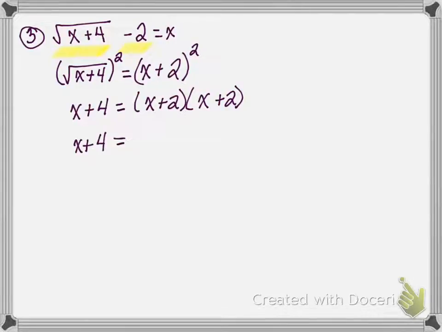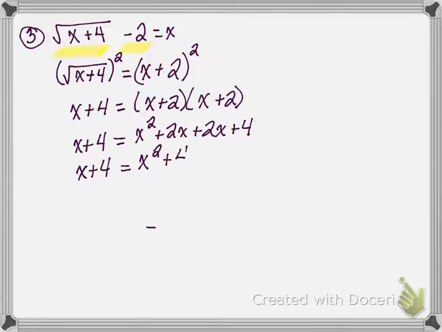So now I'm going to FOIL my x plus 2 times x plus 2. I'm left with x squared plus 2x plus 2x plus 4. I need to simplify that, and I end up with x squared plus 4x plus 4. Now, because it is raised to a power of 2, we have our x squared right there. That means it is a quadratic. And anytime we have a quadratic, we have to get it into standard form. And the way that we do that is we make it equal to 0.